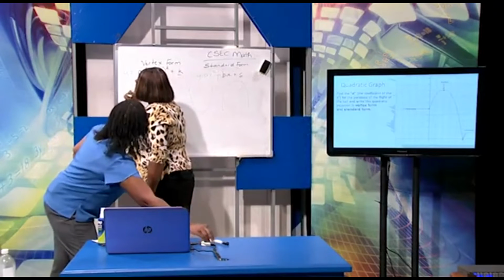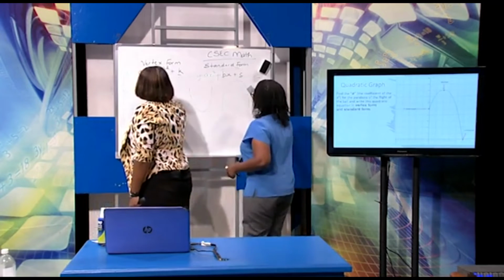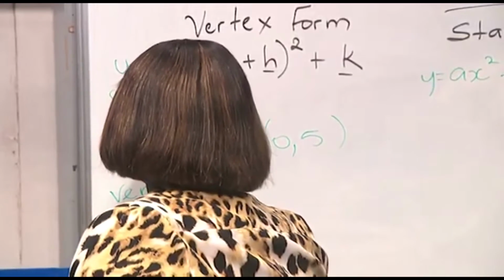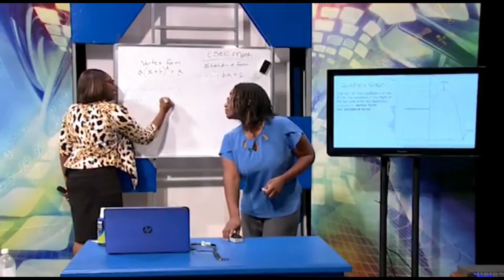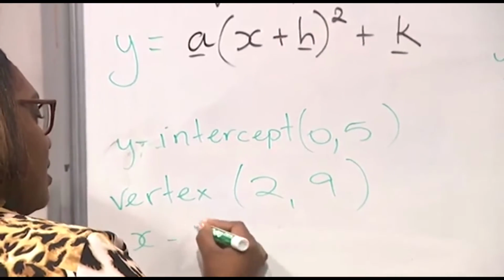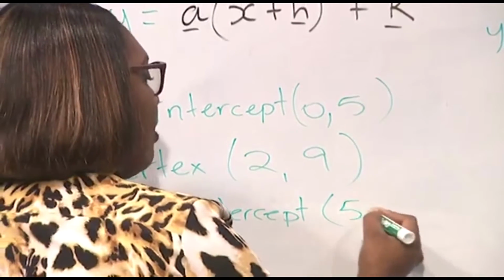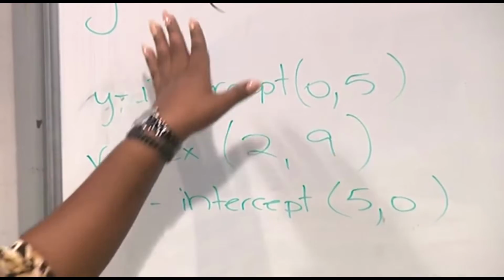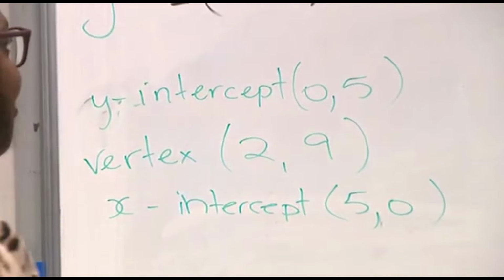Just to remind our viewers, let us give the coordinates for those points. My y-intercept was (0, 5). My vertex was (2, 9). And my x-intercept was (5, 0). Now, in this case, we would like to substitute into my general form of the vertex form to find what the equation would look like for this graph.